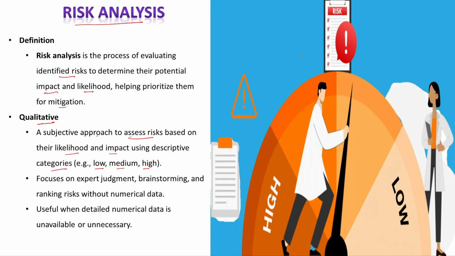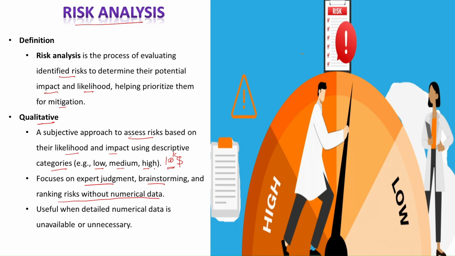So, in this way, in qualitative, you identify and categorize risk using these terminology. The risk may be medium, high, or low, and it focuses on expert judgment, brainstorming, and ranking risk without numerical data. Since you do not have any numerical value, let's suppose in the quantitative you have numerical value. For example, if a risk may cost the organization, let's suppose 100K US dollar. So this is quantitative, you have a numerical number.